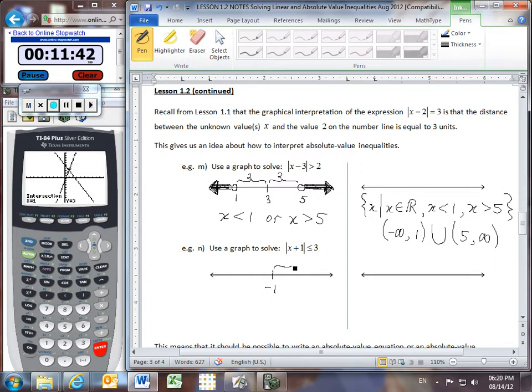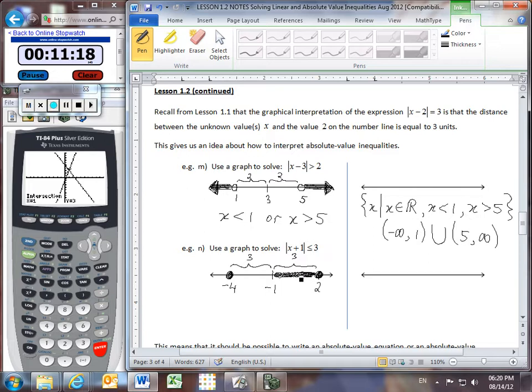So if I go 3 units to the right, that brings me up to 2. And if I go 3 units to the left, that's going to bring me down to negative 4. And I know that I am allowed to possibly be equal to 3 units away. So let's shade those in. Or my distance can be less than 3 units away. Well, these points are all less than 3 units away.